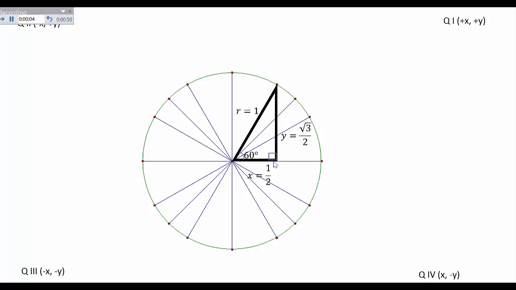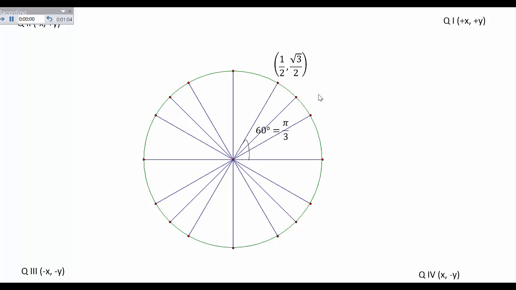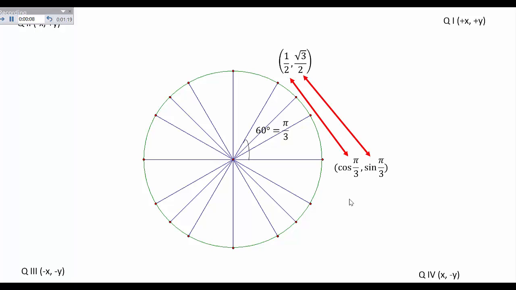And now we can see that we know the distance in the x direction and the distance in the y direction, so we can now label the point that lays on the terminal side of our 60 degree angle and also at the same time intersects our unit circle. So the distance in the x direction would be 1/2, and the distance in the y direction would be square root of 3 over 2. We know that the first coordinate would represent the cosine value of that angle, and the second coordinate would represent the sine value of that angle.